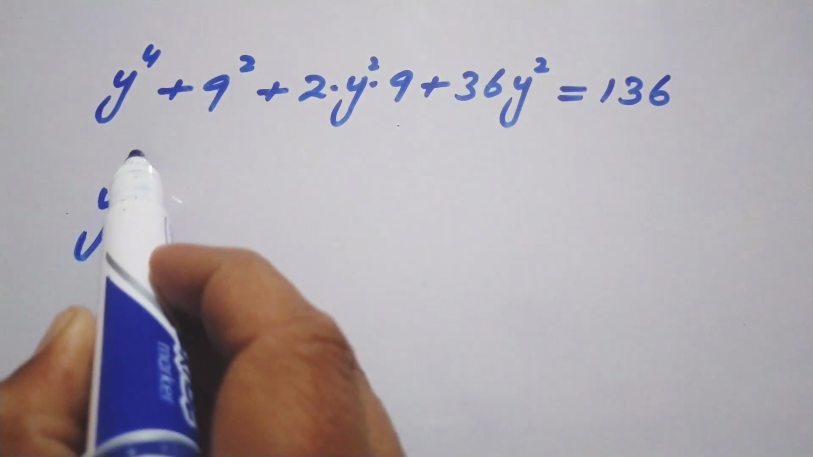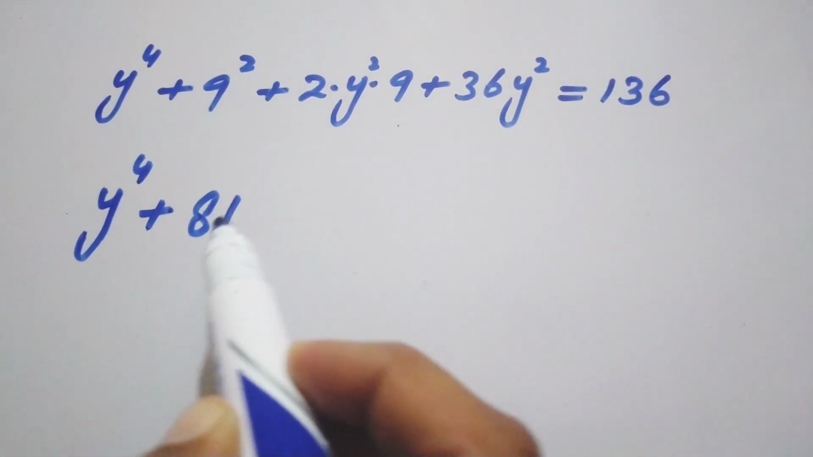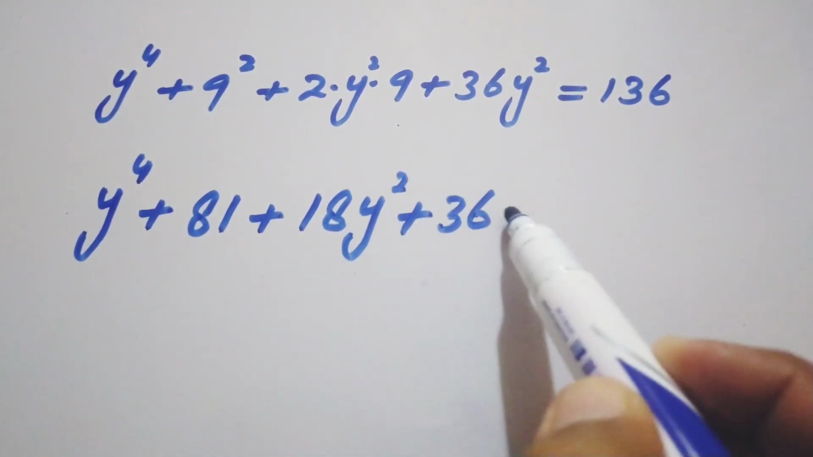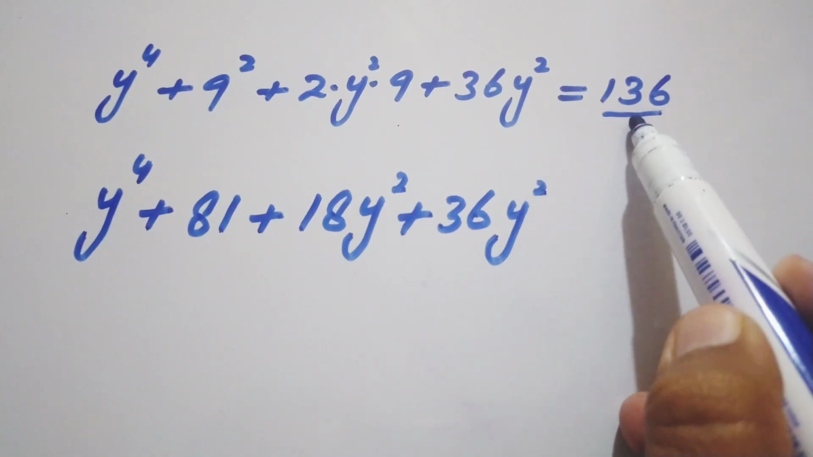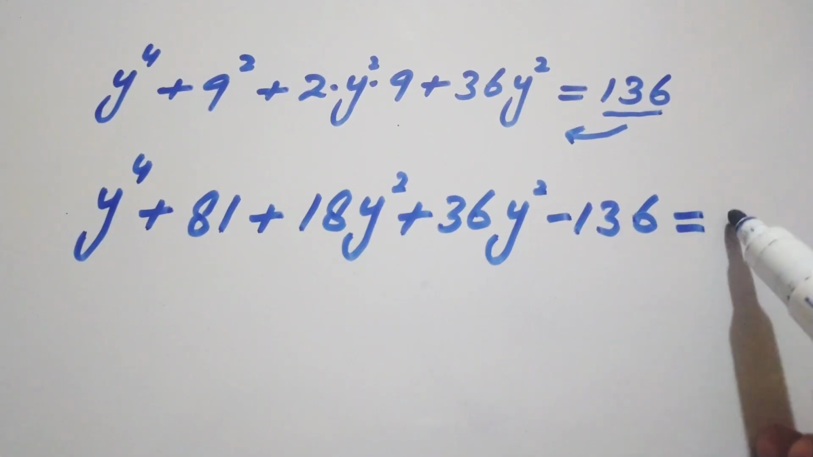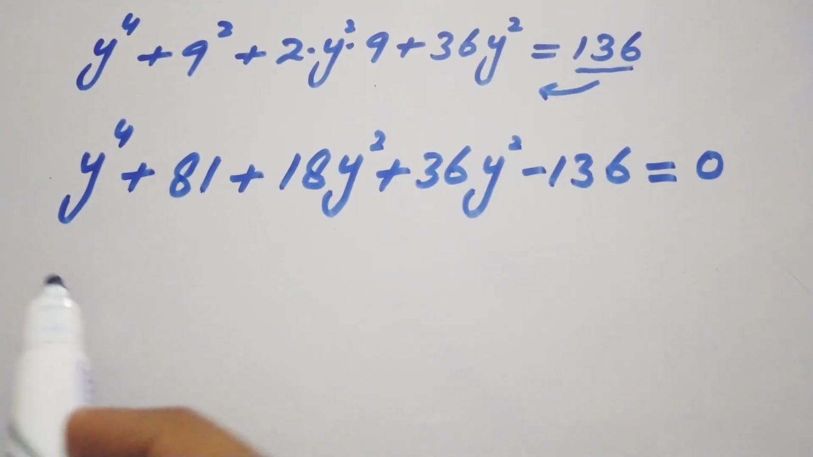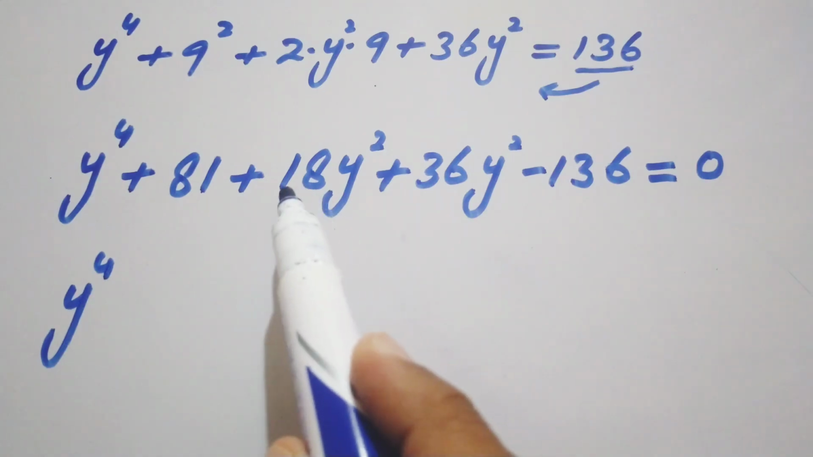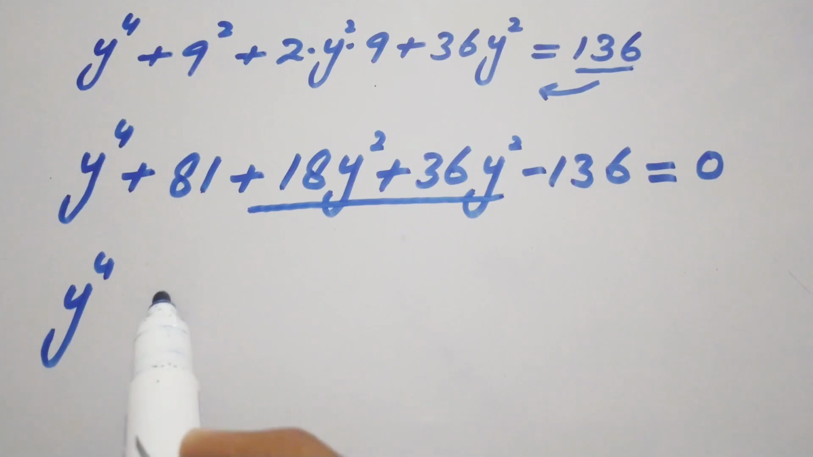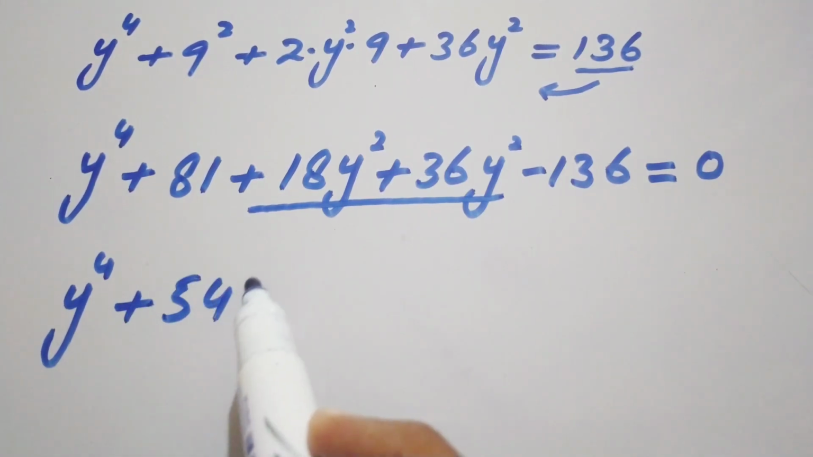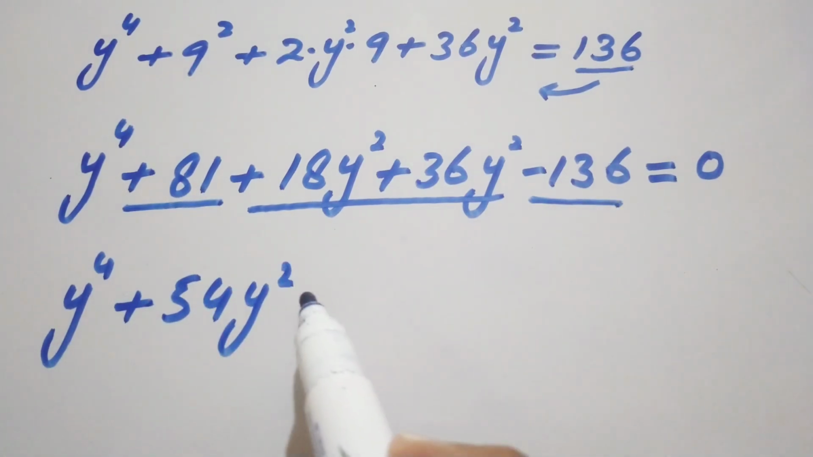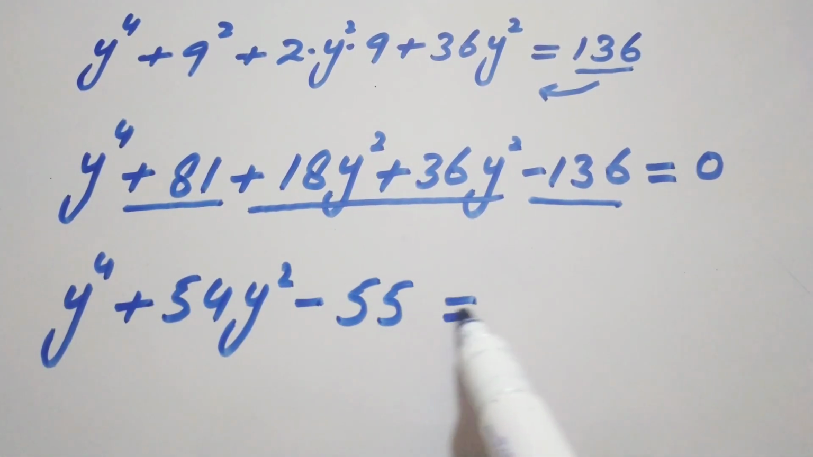Now y to the power 4 plus 9 squared, which is 81, plus 9 twos are 18, 18y squared plus 36y squared, and when we move 136 from the right hand side to the left hand side, it will become negative 136 is equal to 0. Now y to the power 4, 18y squared plus 36y squared gives us 54y squared, and plus 81 minus 136, we are left with minus 55 is equal to 0.